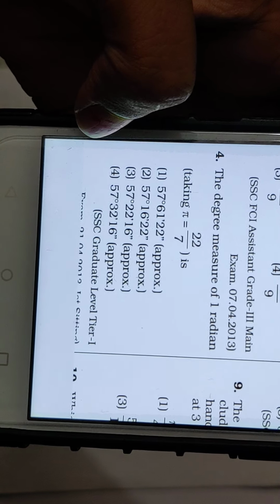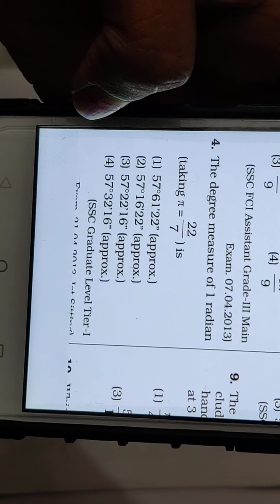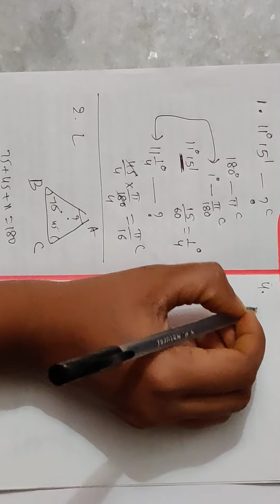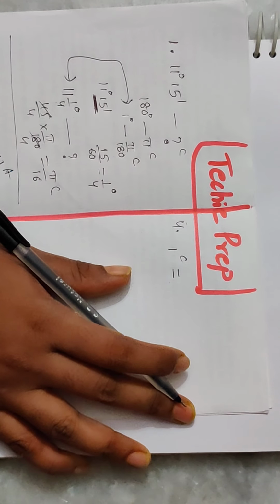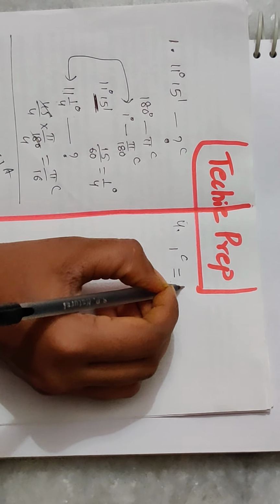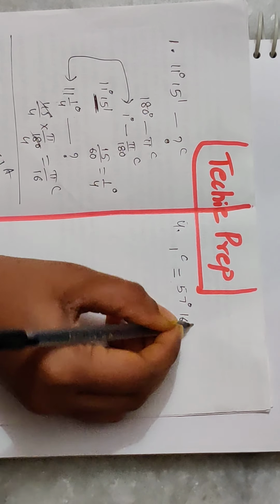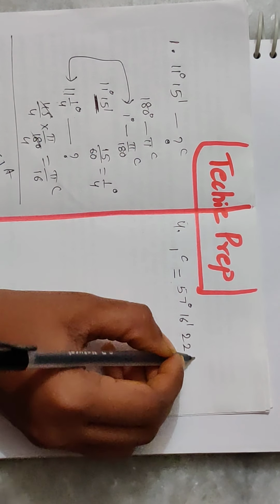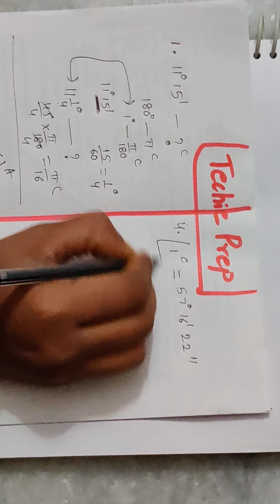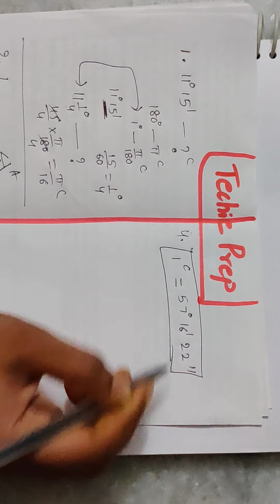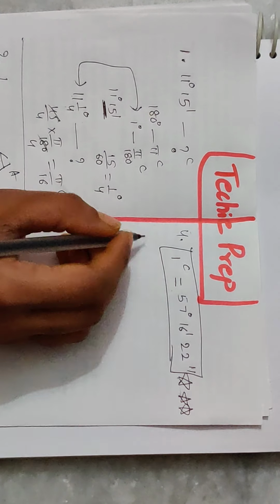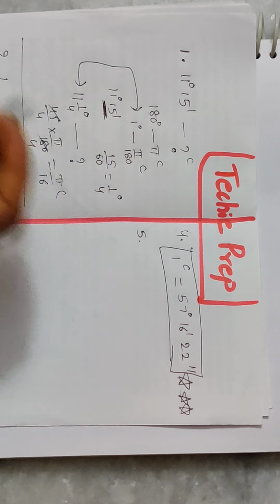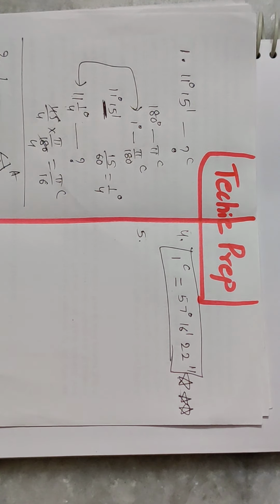See the degree measure of 1 radian. This you have to remember, guys, always: 1 radian is equal to 57 degrees 16 minutes 22 seconds. This you have to remember for any competitive exams. Very, very important. Next, going further, next question.